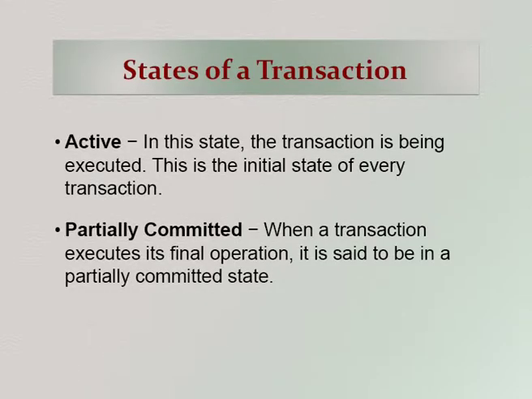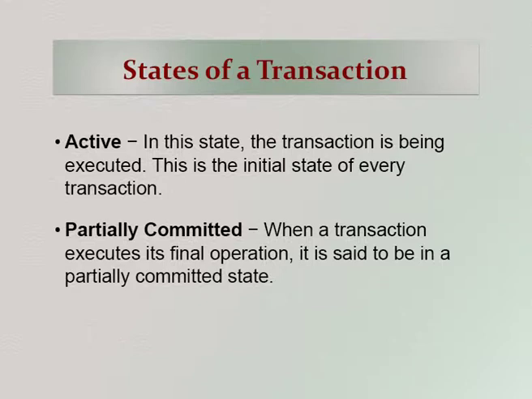Let us see the states of a transaction. Whenever we take an instance of a transaction, it may be active, partially committed, committed, aborted or exit. Each and every state of a transaction means something about the operation of the transaction. Suppose we start with active. In this state the transaction is being executed, and this state is called the initial state.